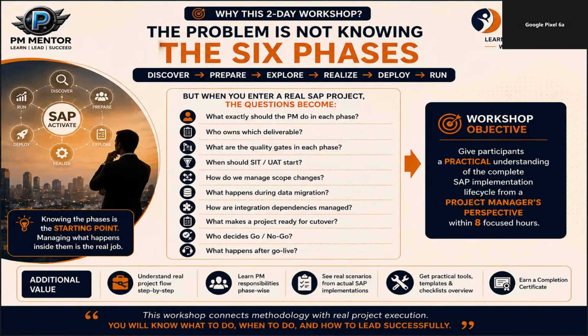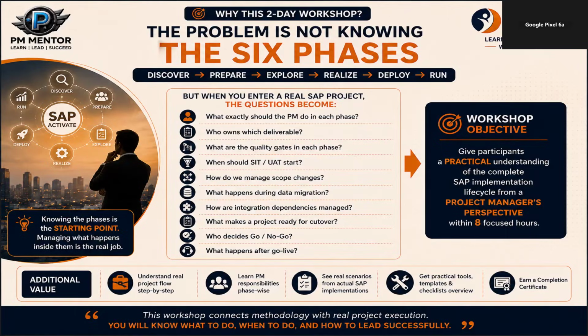Instead, the questions become much more practical. For example, what exactly should the project manager do in each phase? In discovery, what should you check? In prepare, what should already be ready? During explore, what should the project manager monitor? During realize, what should you track every week? During deploy, what should you validate before go-live? And after go-live, what should you manage during hypercare? This is the first gap I want to address, because knowing the name of the phase is different from knowing your responsibility inside that phase.